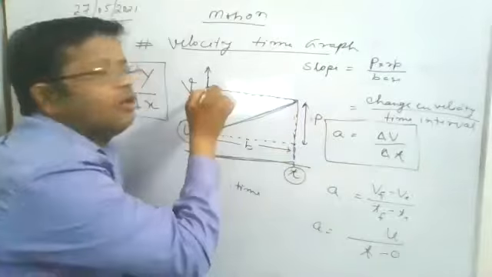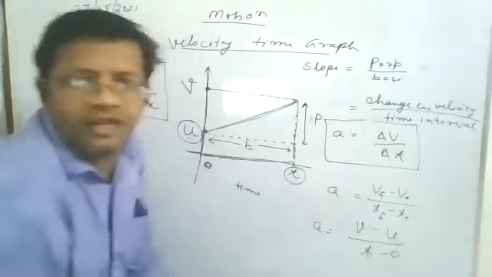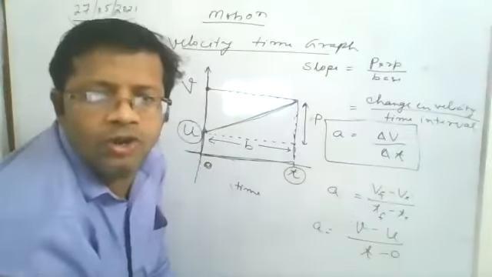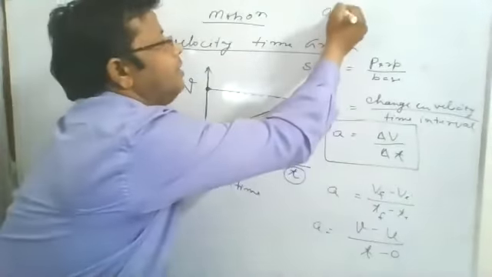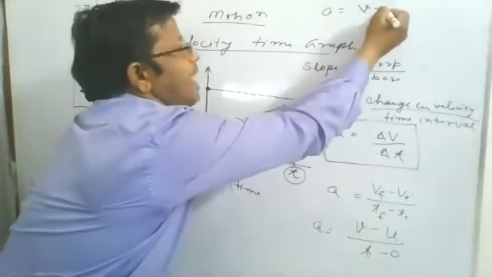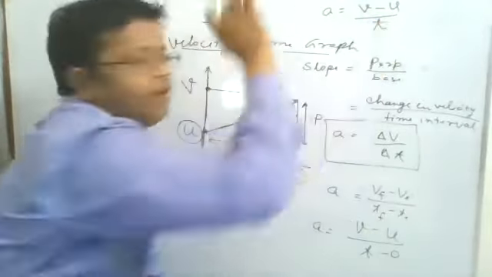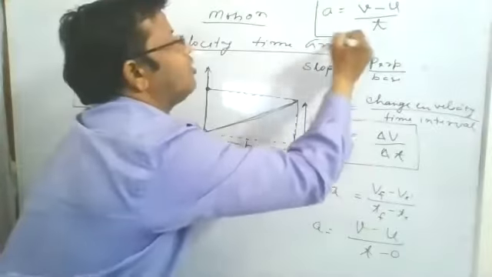At this point, what is the velocity? V. Final velocity V. So (V minus U) upon (T minus 0). What is T minus 0? T. So acceleration is (V minus U) upon T. Are you getting it or not? Yes, sir. Equation for acceleration.